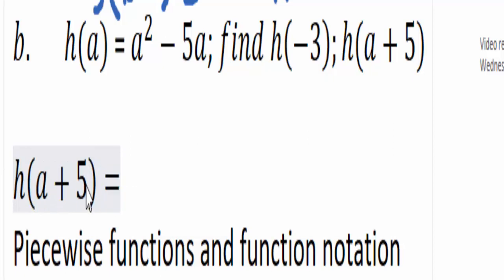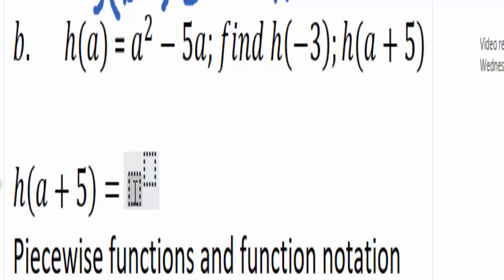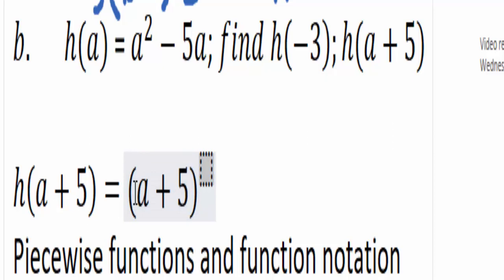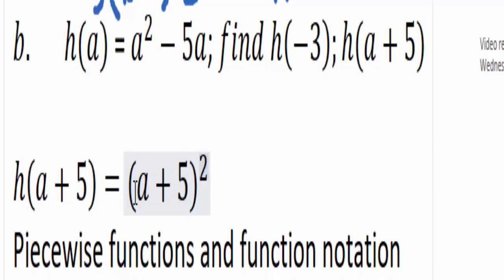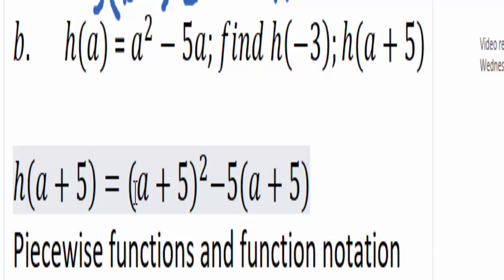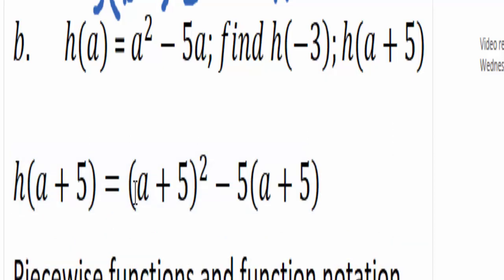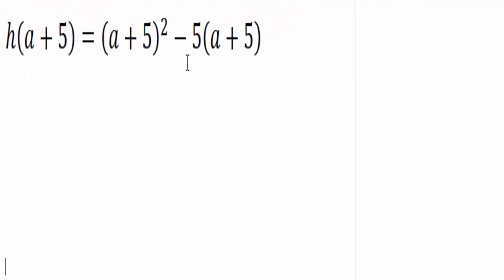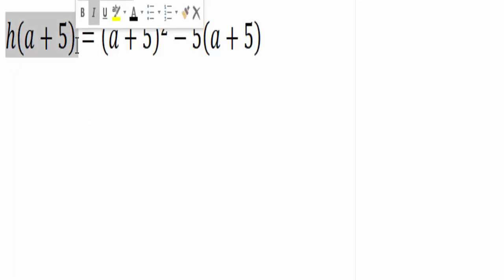and that equals a plus 5 in parentheses, then on the outside of the parentheses it is squared, minus 5 times a plus 5. And so now we're going to simplify it, and we've got a couple things going on here. We have two sets of distributive properties. So this one right here, again, we cannot actually add a plus 5 because they're not like terms. So we are going to do the distributive property.